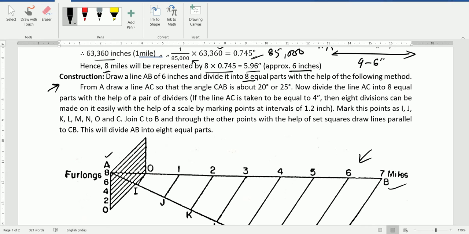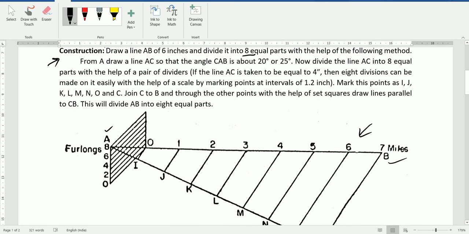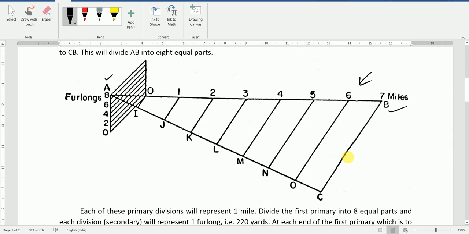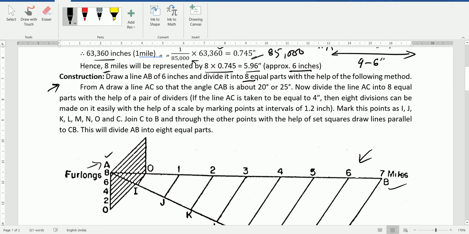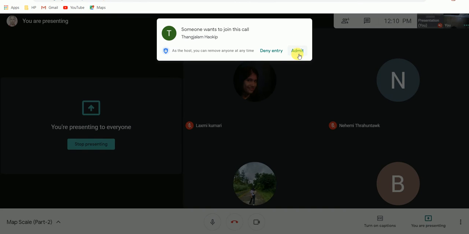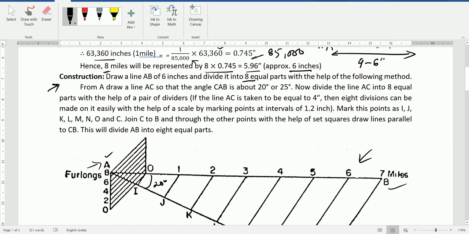From A, draw line AC. See here, line AC is here, so this is C. From A, draw line AC so that angle CAB is about 20 or 25 degrees. So the angle formed here should be either 20 or 25, or maybe between 20 and 25 degrees.